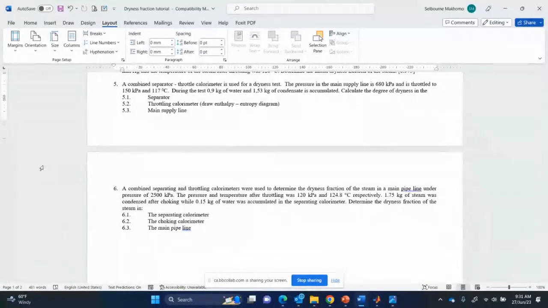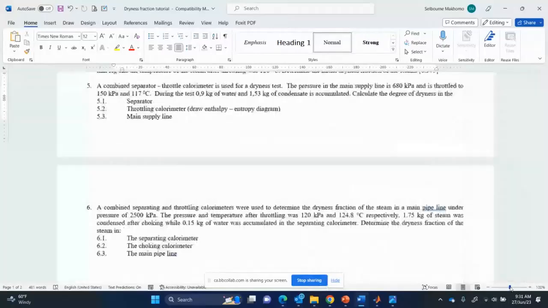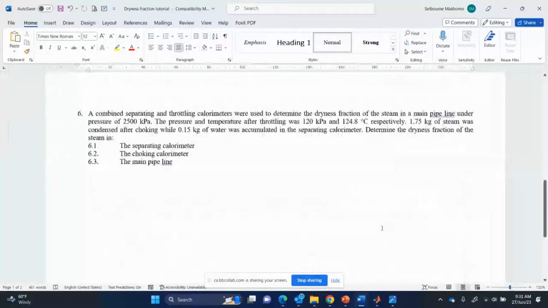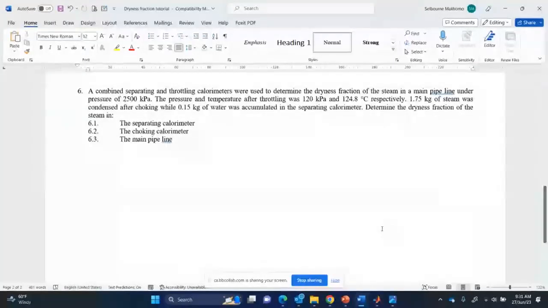Let's read this question here. Let me increase the font. Okay, right. Question 6. A combined separating and throttling calorimeters. This is what we have done already. Were used to determine the dryness fraction of the steam in the main pipeline under the pressure of 2,500.